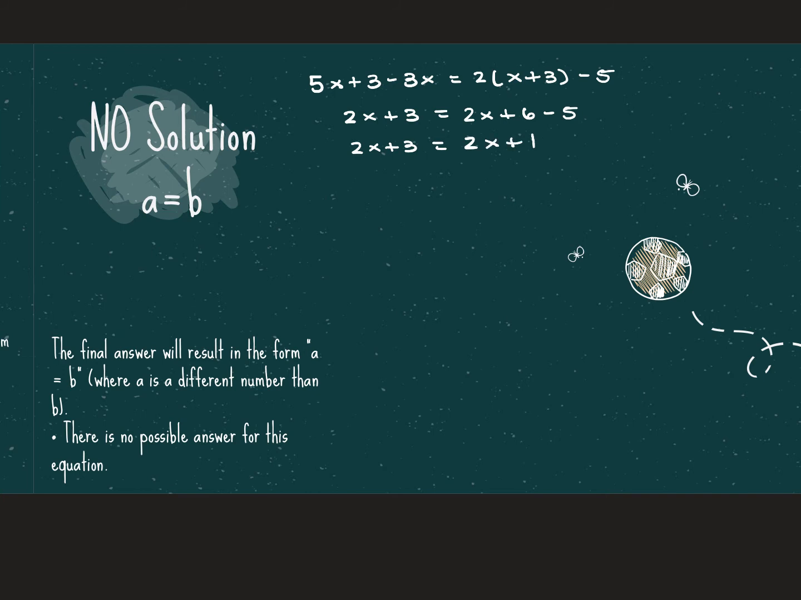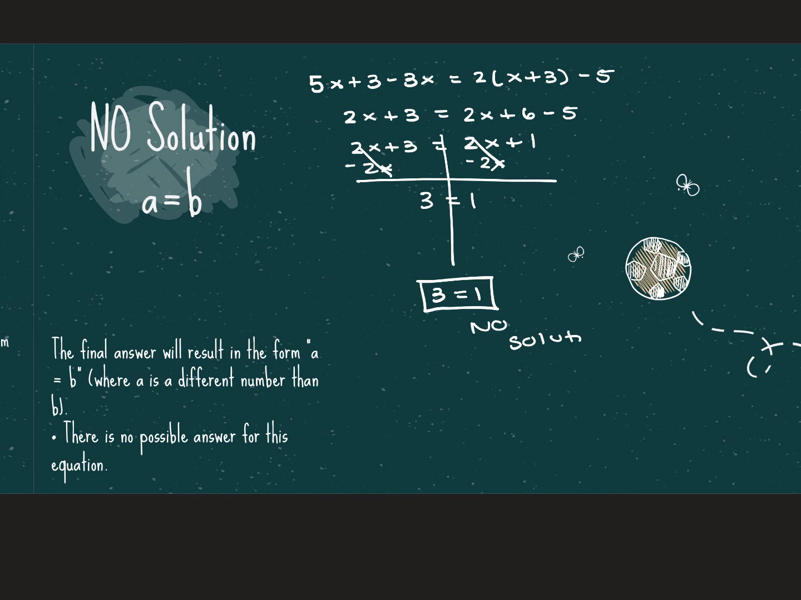Since I moved the variable to the left side in the previous example, I'm going to move the variable to the right side. All right, my 2x's cancel, so I get 3 here. My 2x's cancel, I get 1 there. So we get that 3 is equal to 1. We know that 3 is not equal to 1, so this is no solution. So no matter what number we put in, there is no solution for this equation.